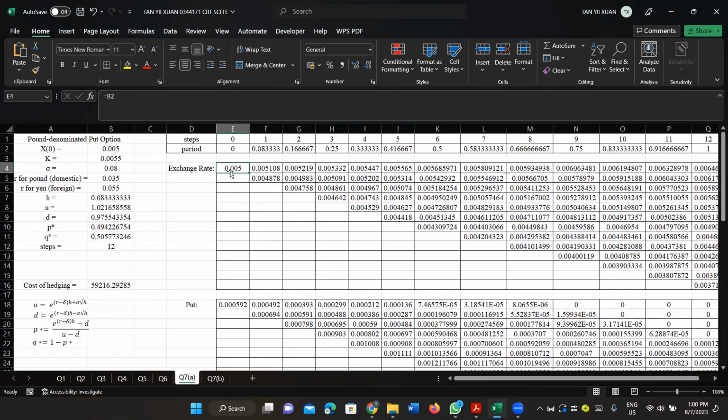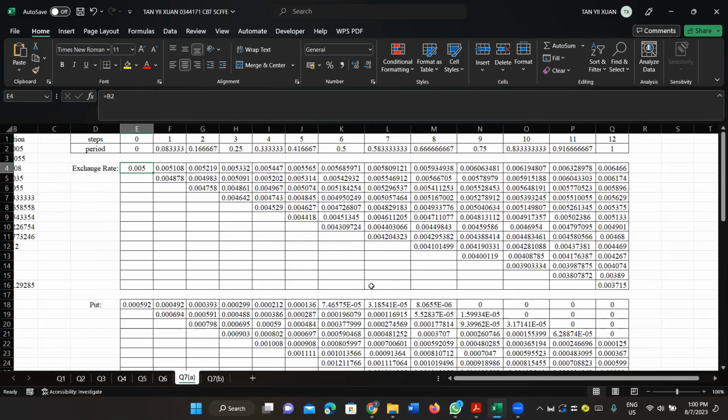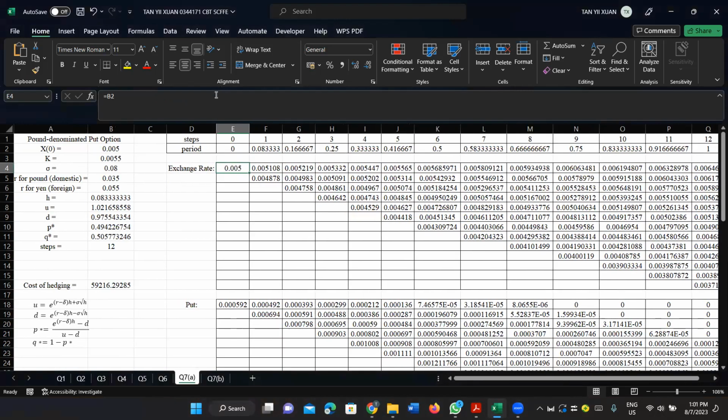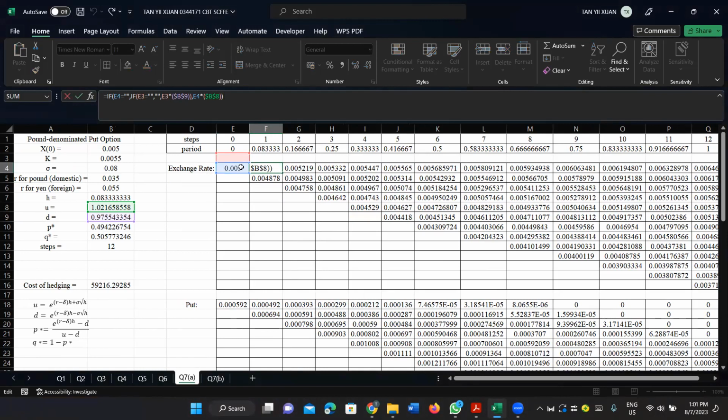The question also mentioned that we need to construct a 12-period binomial tree. So we start the first one with the X0, which is 0.005. Next, we need to multiply this one by U and also multiply this one by D.